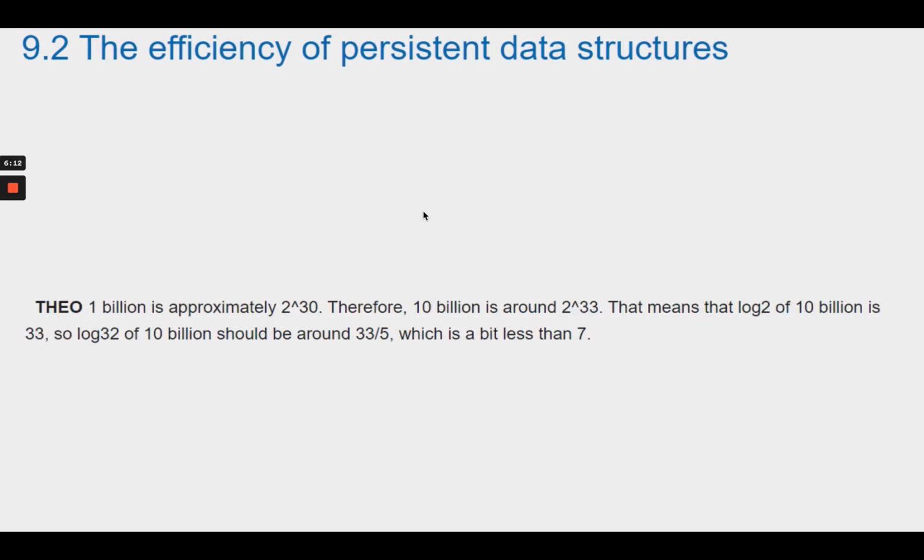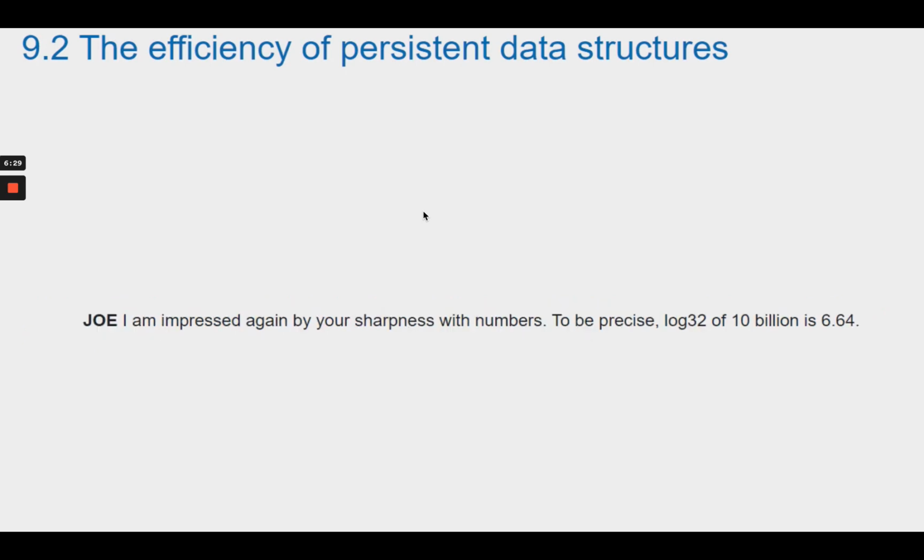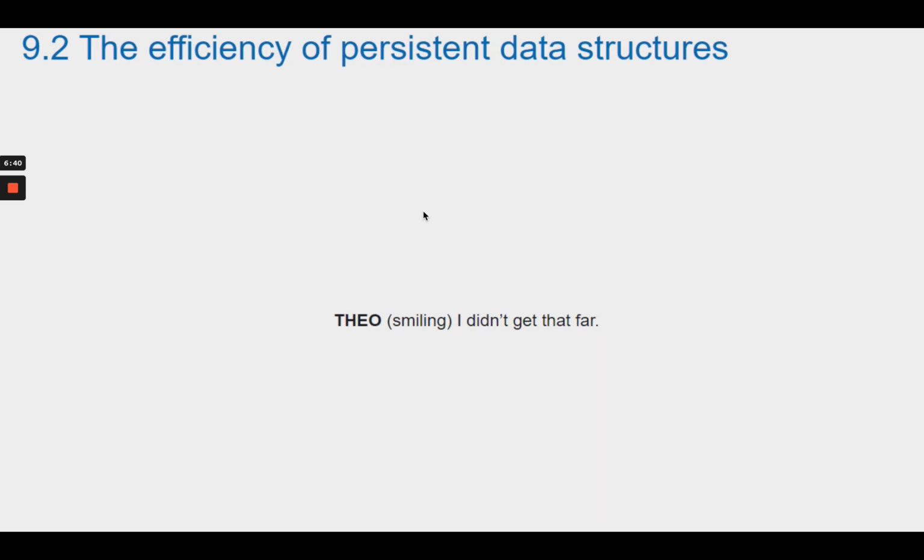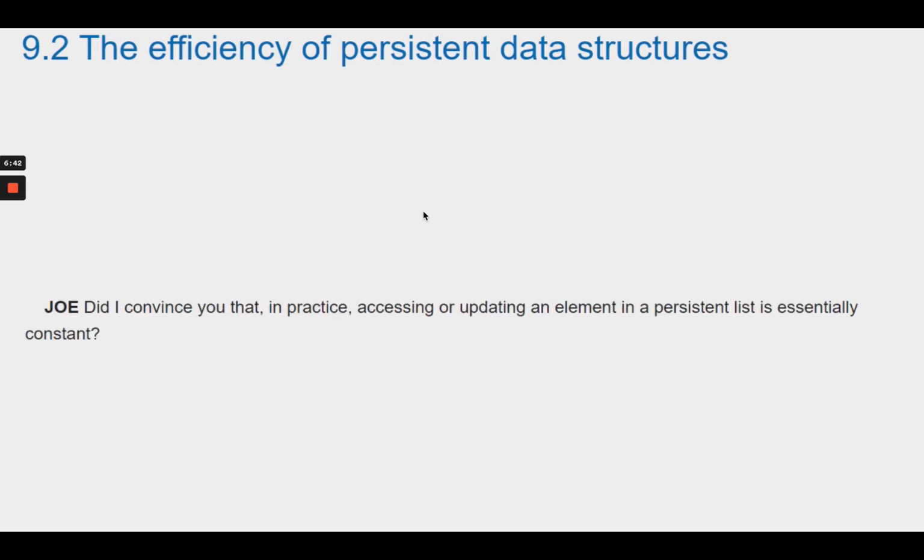Theo: 1 billion is approximately 2 to the power of 30. Therefore, 10 billion is around 2 to the power of 33. That means that log 2 of 10 billion is 33, so log 32 of 10 billion should be around 33 divided by 5, which is a bit less than 7. Joe: I am impressed again by your sharpness with numbers. To be precise, log 32 of 10 billion is 6.64. Theo, smiling: I didn't get that far.